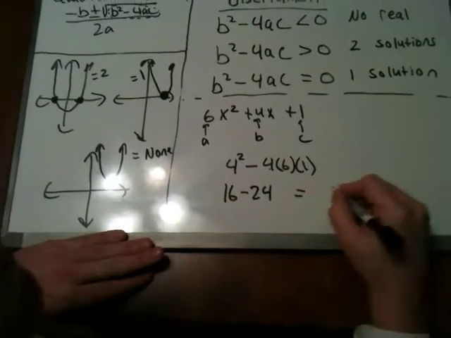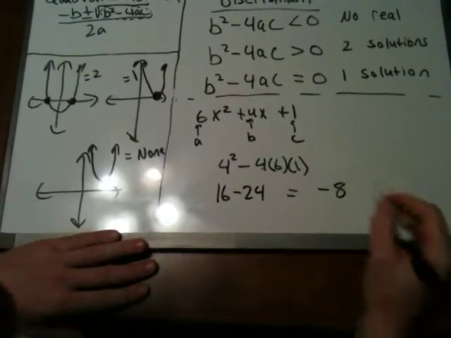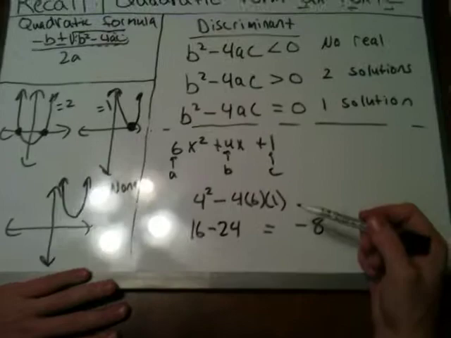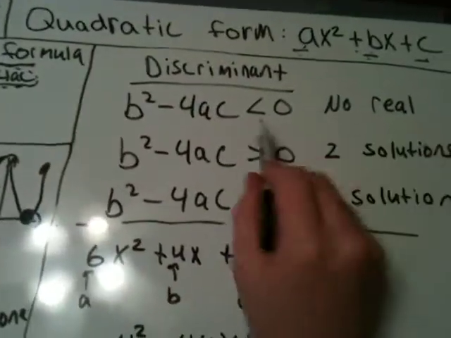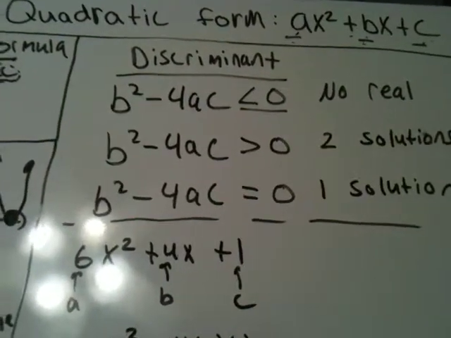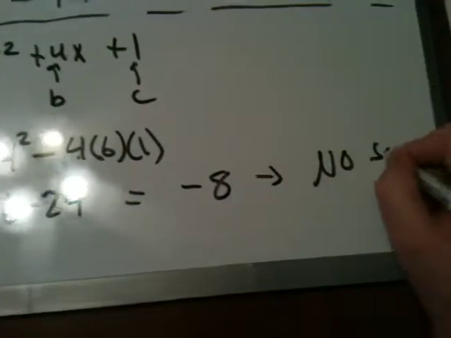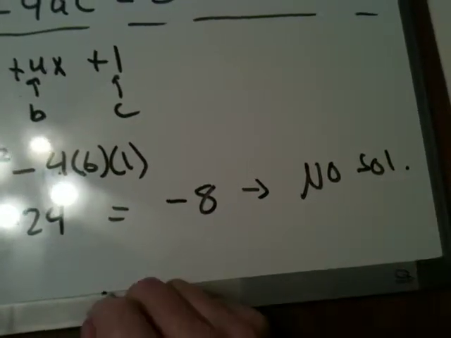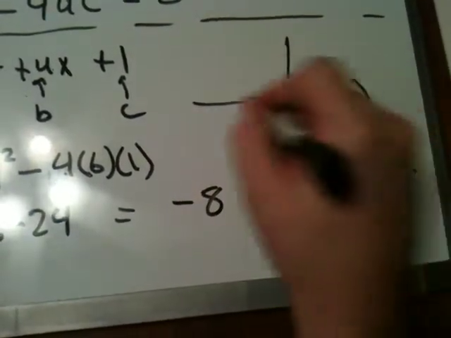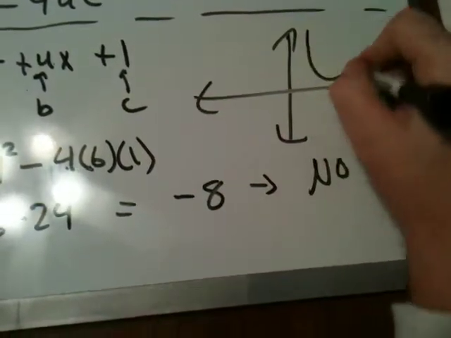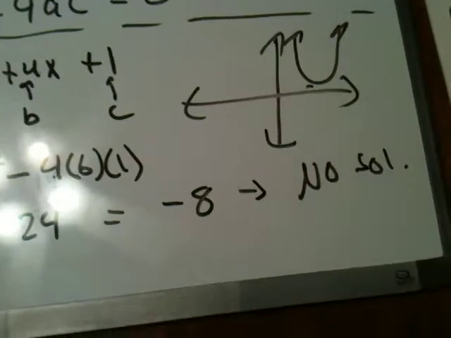4 squared is 16. I have 4 times 6 times 1, which is 24, and just 1 minus sign, which means it's going to stay minus. 16 minus 24 is a negative 8. So now you look up here, where does negative 8 fall? Well, negative 8 is less than 0. Since negative 8 is less than 0, then this parabola will have no solution. Okay? Which means my parabola looks something like this. It won't cross the x-axis.